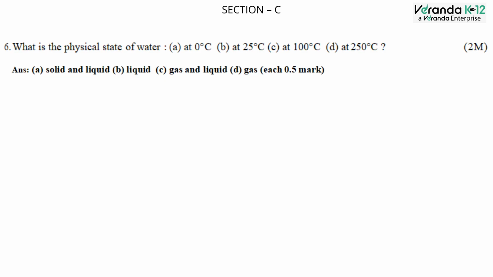B. At 25 degrees Celsius, it exists in the liquid state. C. At 100 degrees Celsius, it exists in both liquid and gas state, because 100 degrees Celsius is the boiling point of water. Therefore, it starts to boil, and we have both liquid as well as gaseous state. D. At 250 degrees Celsius, it exists in the gaseous state.